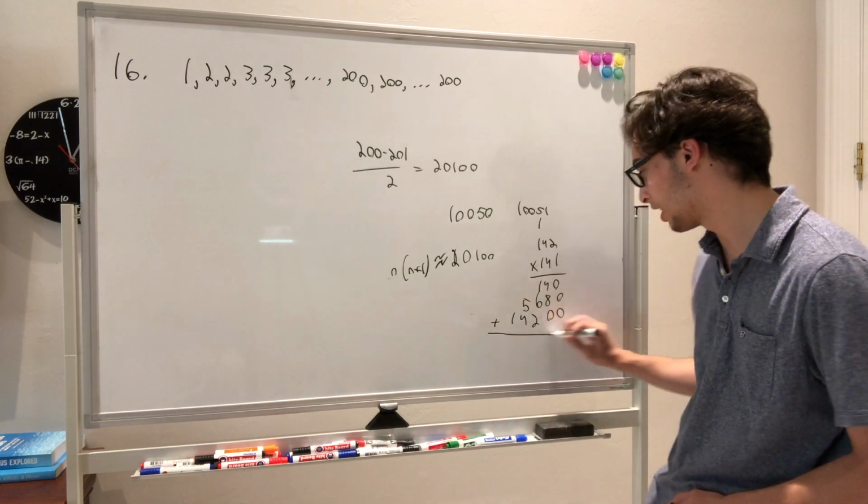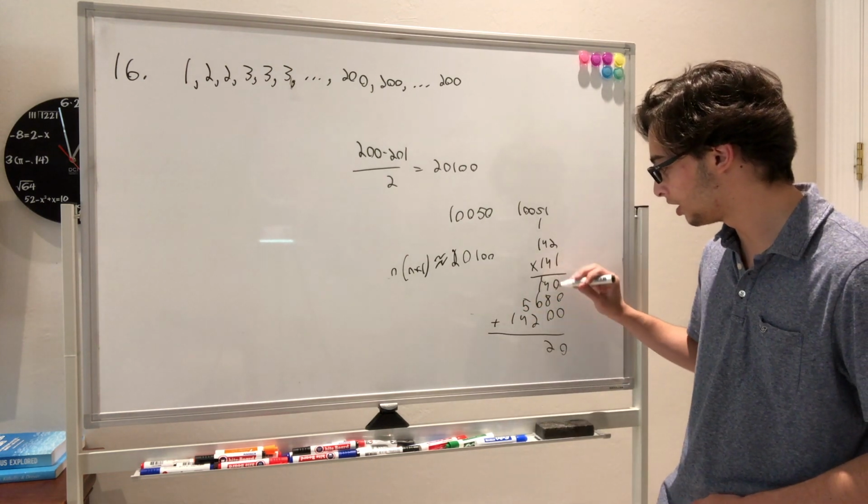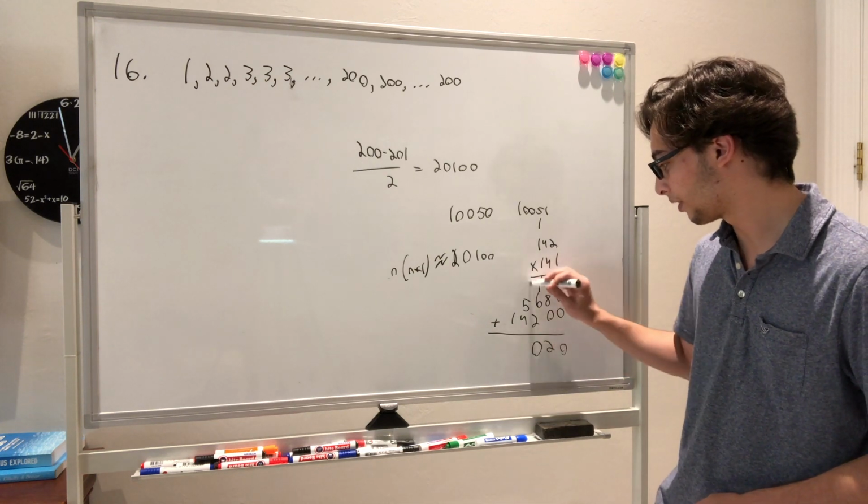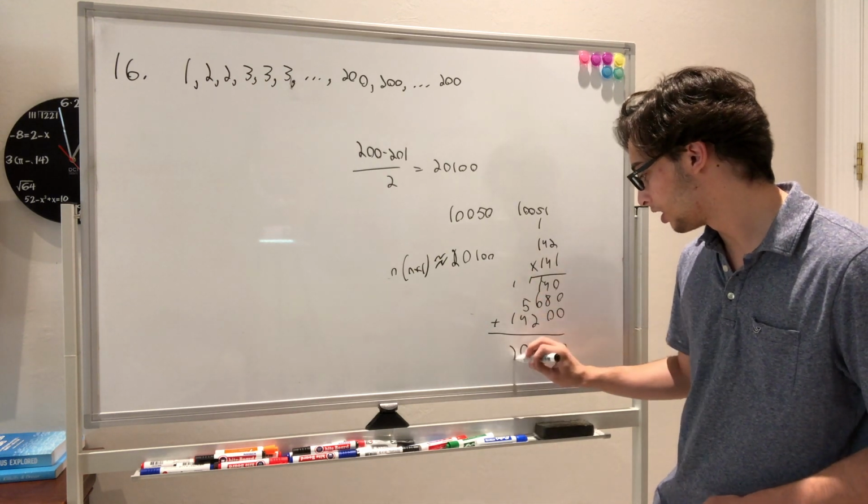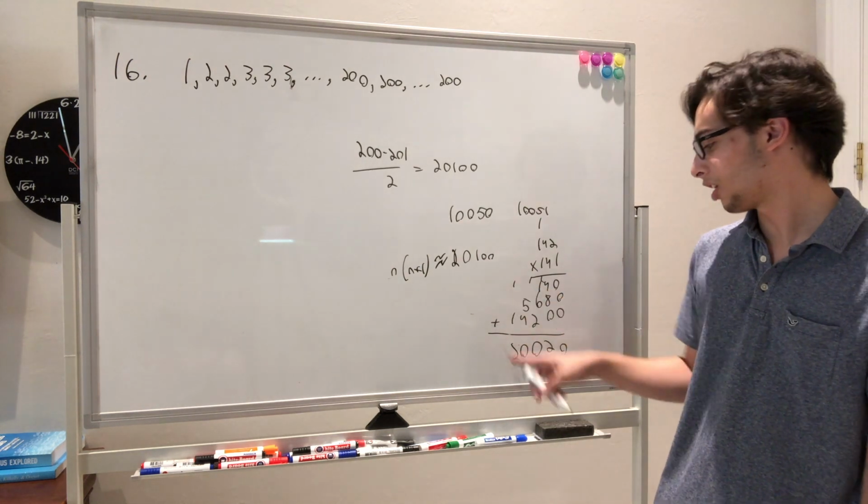Adding up those, we get 0, 4 and 8 is 12, carry the 1. It's going to be a 10, carry the 1. It's going to be, again, carry the 1. That's really close to what we wanted. It was only off by a little bit.